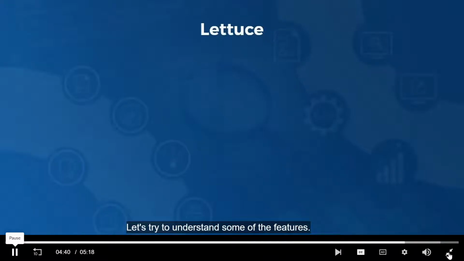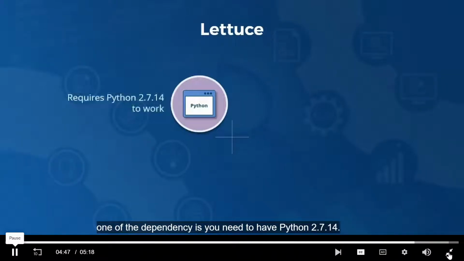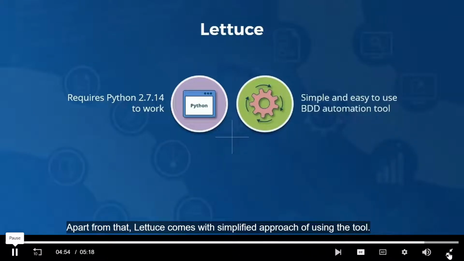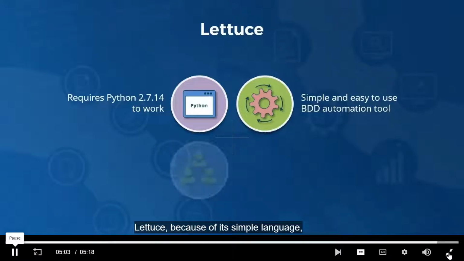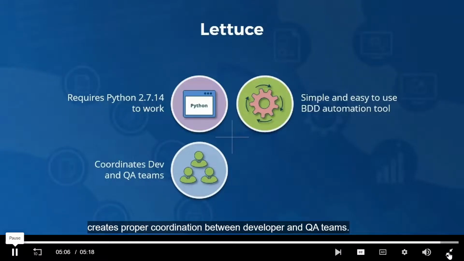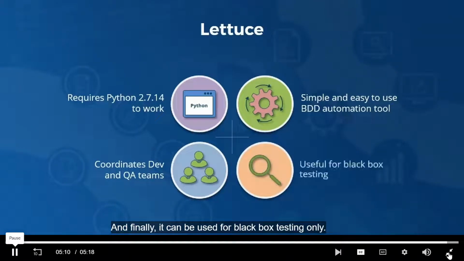Let's try to understand some of the features. First, if you want to use Lettuce, one of the dependencies is that you need to have Python 2.7.14. Apart from that, Lettuce comes with a simplified approach of using the tool. It has simplified the way the tool can be utilized by users. Lettuce, because of its simple language, creates proper coordination between developer and QA teams. And finally, it can be used for black box testing only.